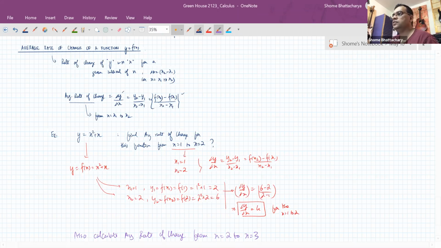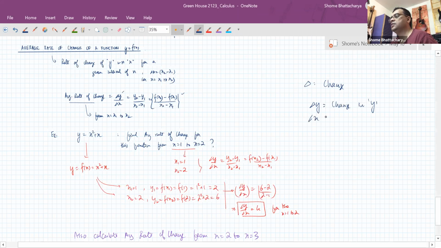So as always, here we use the symbol delta for change. Okay. So delta y is the change in y. Delta x is the change in x. So the symbol delta is generally used in calculus for change.